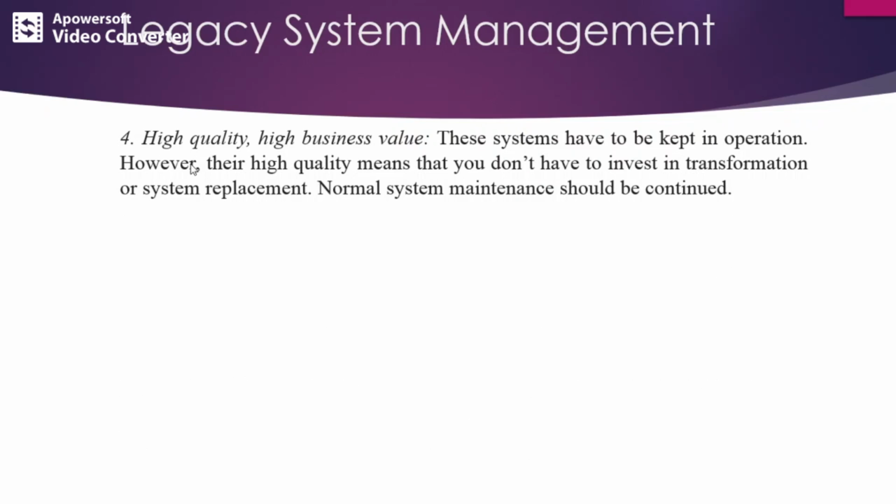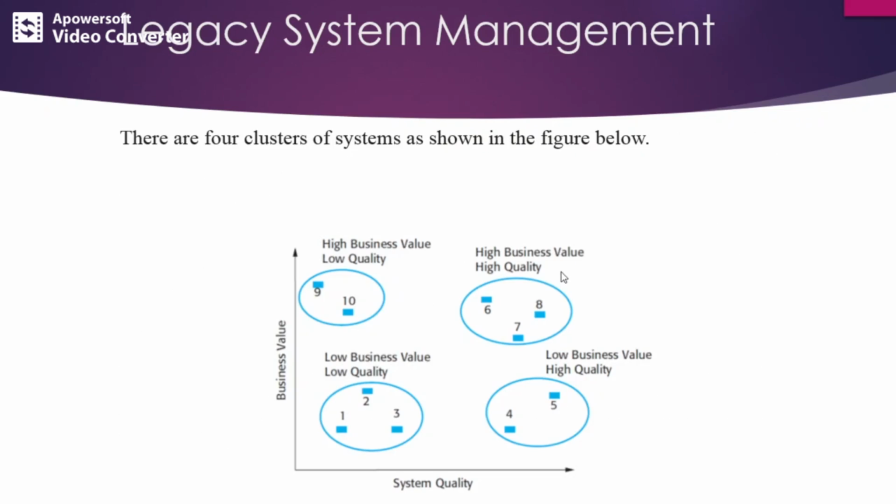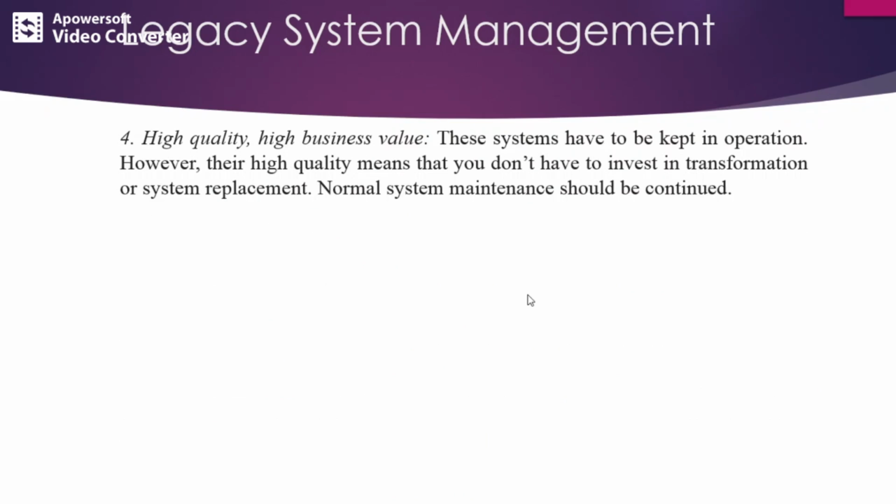Fourth one, high quality, high business value. That is the fourth cluster, high business value, high quality. Here the legacy systems are making good, effective contribution to the business as well as the quality of these systems is good. So we can decide that these systems should be retained, should be kept in operation. So normal system maintenance you can continue for it. Normal maintenance is enough.